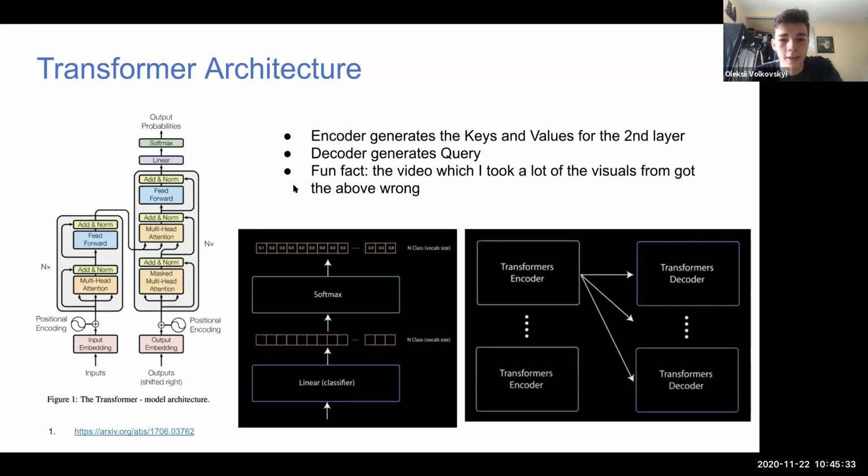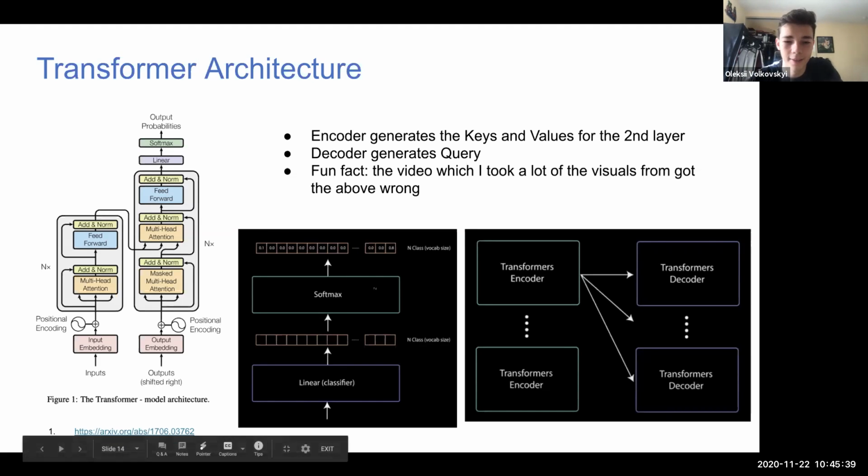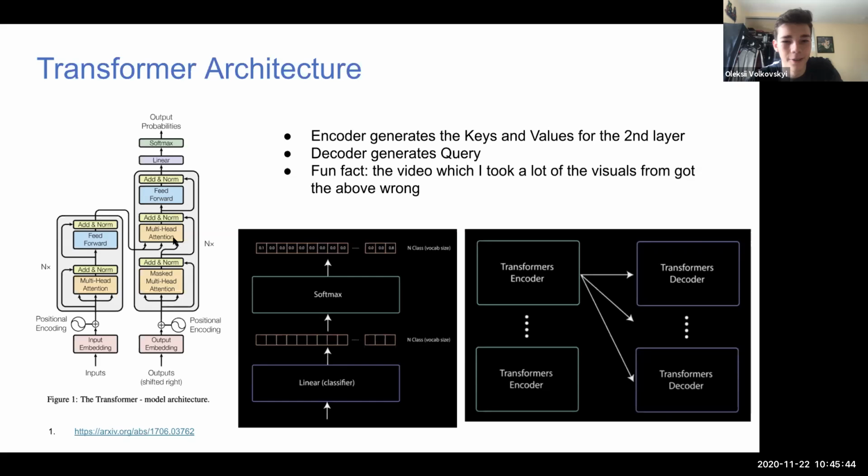And I was taking some of the visuals from the video that I screenshotted a lot of times, and they actually got this part wrong, I think. It can be pretty blurry. In the paper, the way I realized the encoder generates the keys and values is I just looked at the little graphic they made in the paper, even though they didn't explicitly say it. There's a lot of detail that the paper goes over. But yeah, the encoder generates the keys and values.